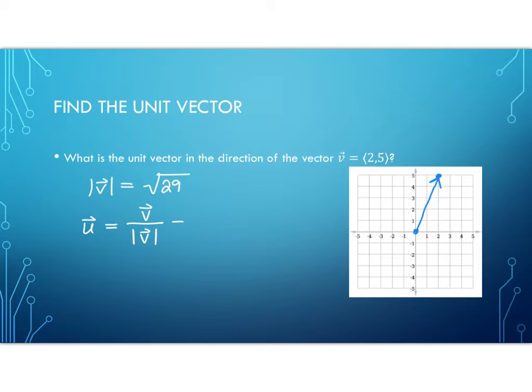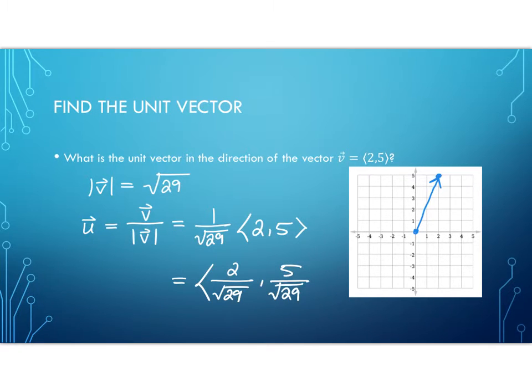So in this case, we can think of it as 1 over root 29 times the vector 2, 5. So that's going to give me the vector 2 over root 29, 5 over root 29. Okay, that is the unit vector in the same direction.